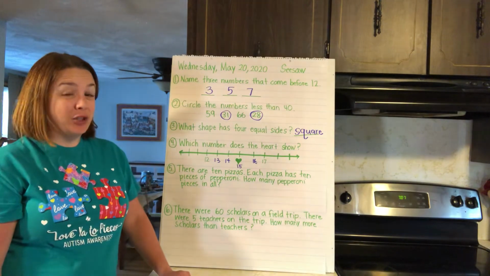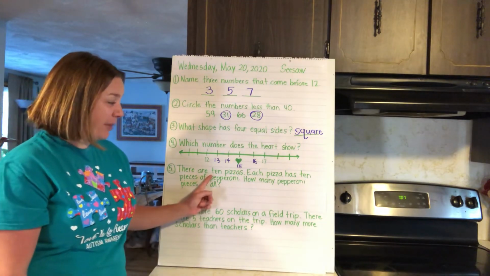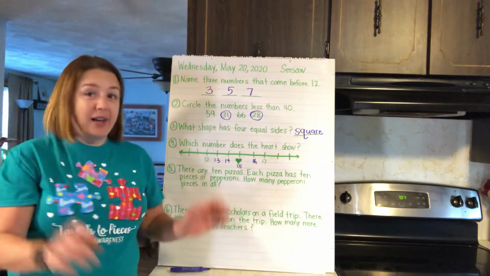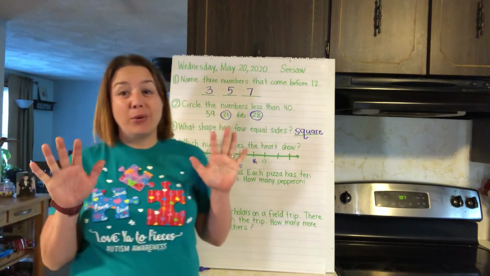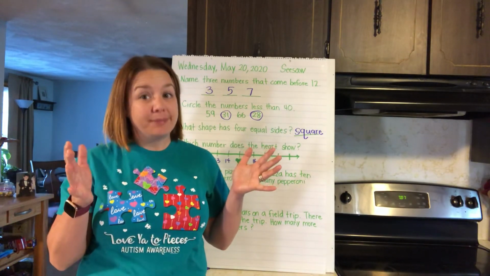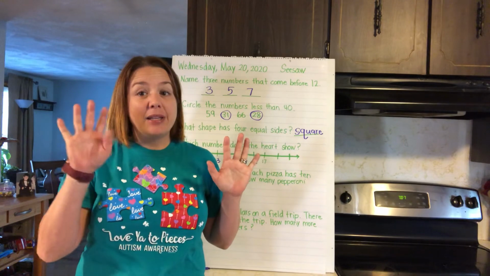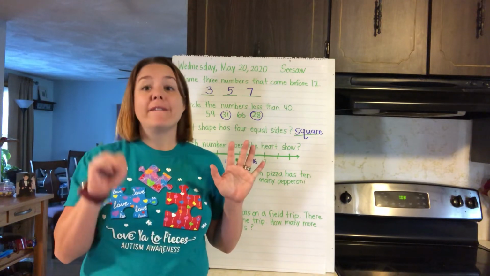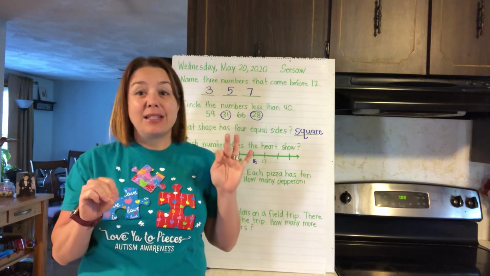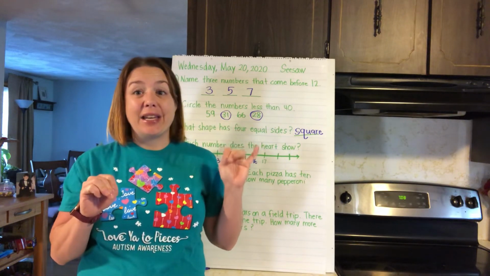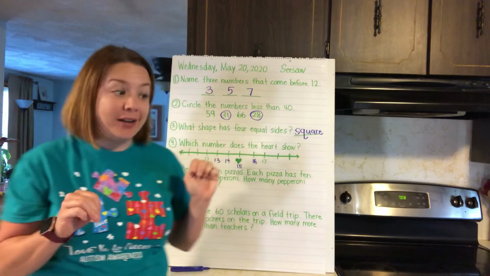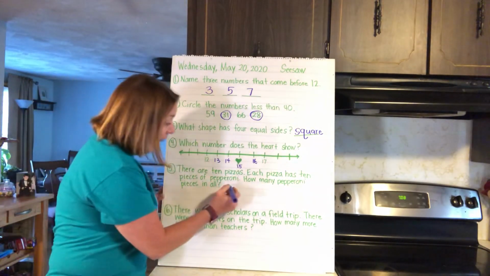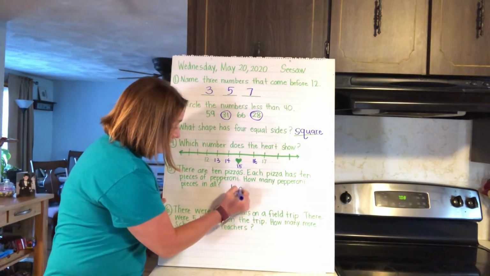You might not need a picture because we have 10 fingers for the 10 pizzas. And if there's 10 pieces of pepperoni, what are we going to count by? Yeah, 10. Count with me. 10, 20, 30, 40, 50, 60, 70, 80, 90, 100. There would be 100 pieces of pepperoni.